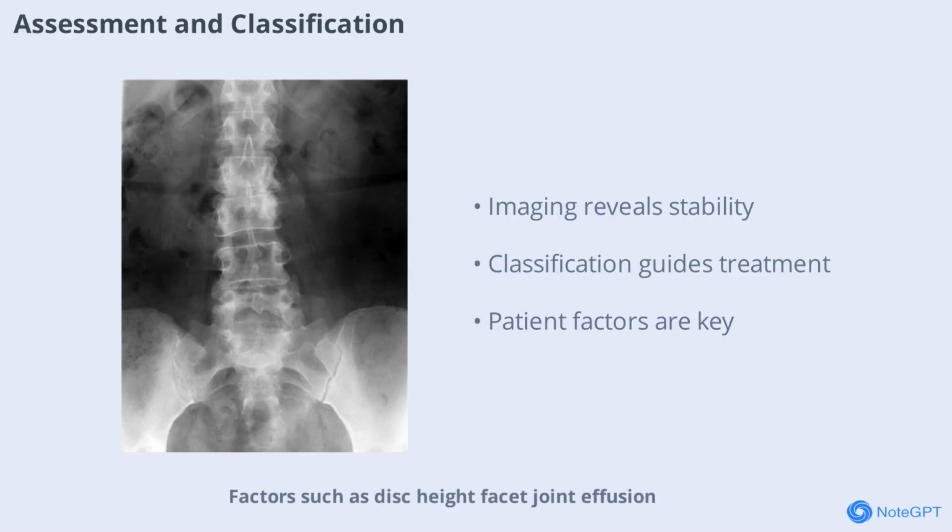Factors such as disc height, facet joint effusion, and the presence of restabilization signs are considered. Patient-specific factors including age, symptoms, and comorbidities also play a role. Ultimately, the goal is to identify which patients may benefit from conservative management and which may require surgical intervention, always aiming for the best possible outcome.